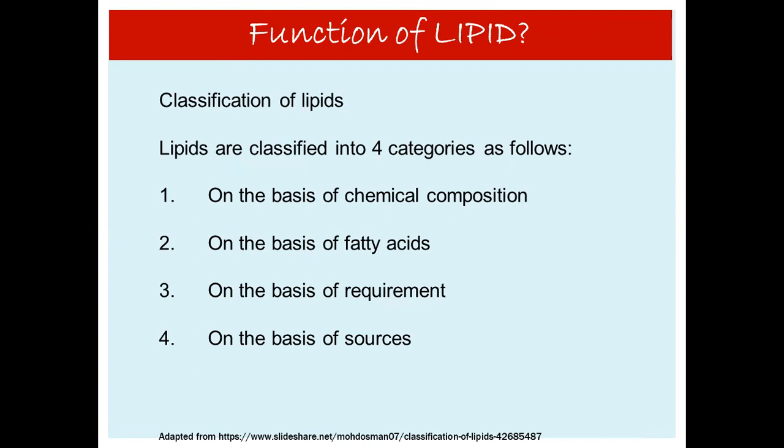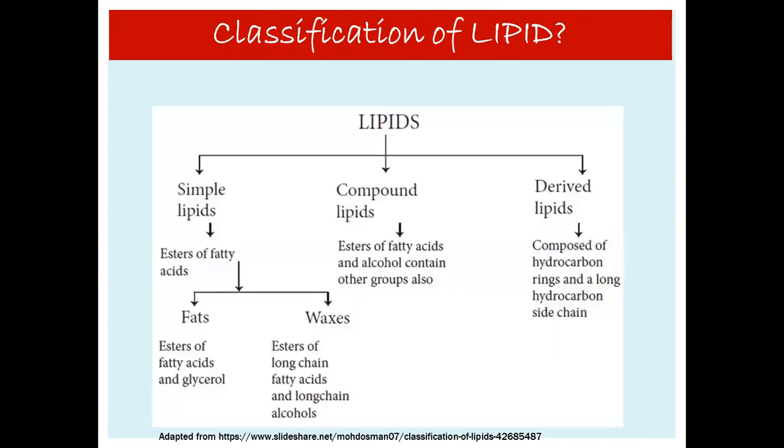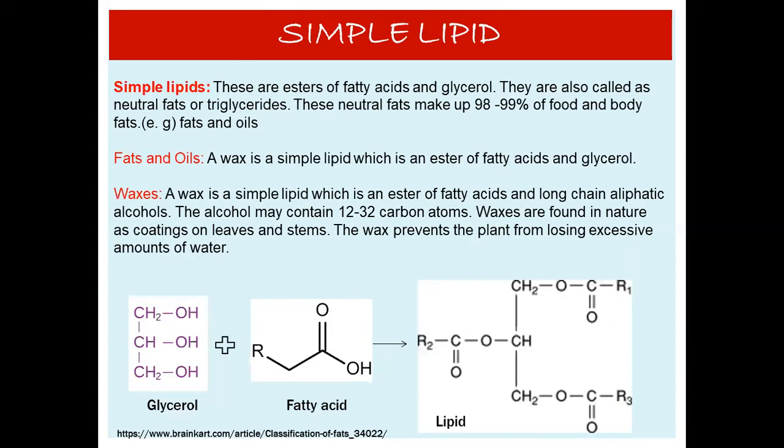Now we'll quickly see the different types of classification of lipids. Lipids can be classified into four categories: on the basis of chemical composition, on the basis of fatty acids, on the basis of requirement, and on the basis of source. First, on the basis of chemical structure, lipids can be categorized in three ways: simple lipid, compound lipid, and derived lipid. One by one, we'll see each of them.